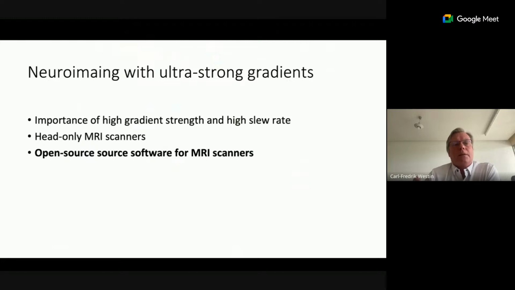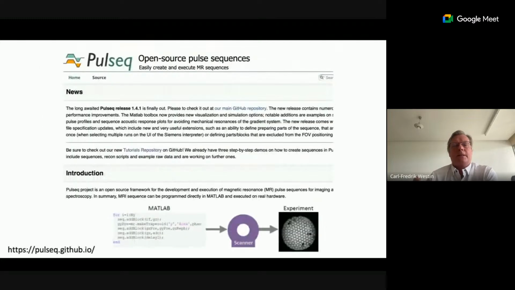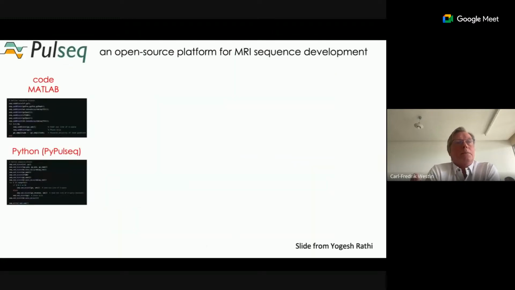Just a quick thing about the open source, that this is another exciting development that I mentioned. It's called PulseSeq, and there is a link in the corner to the GitHub. And it's a collaboration with many labs here. And the idea is that you develop in MATLAB or in Python. And there are examples on GitHub on several kind of standard sequences, and more are coming.